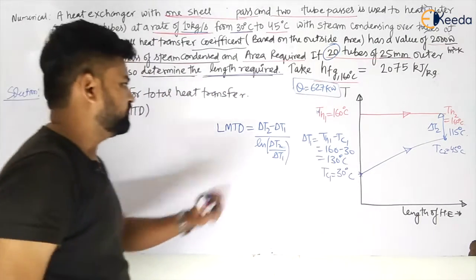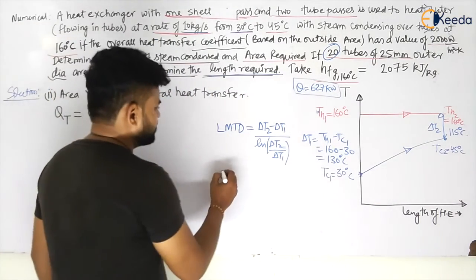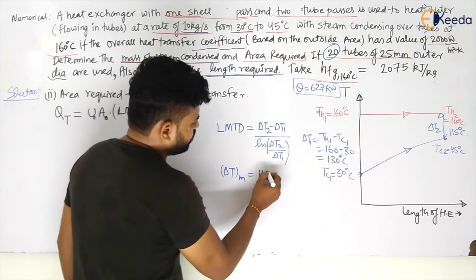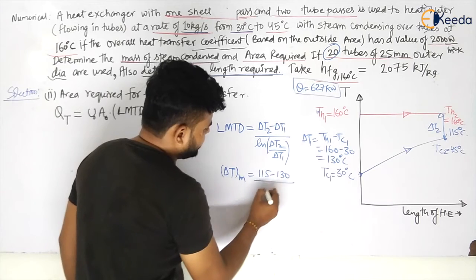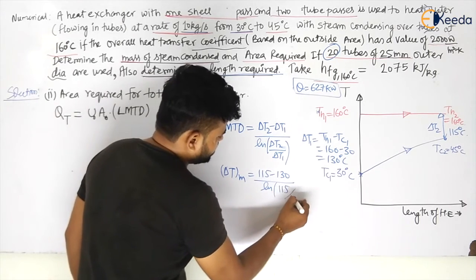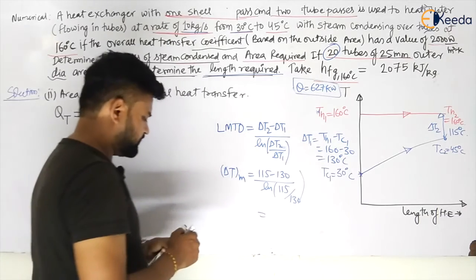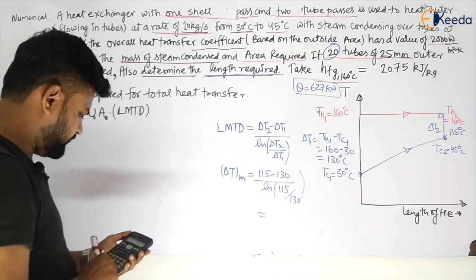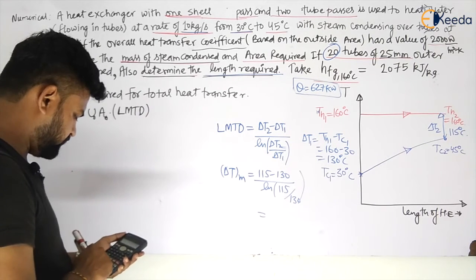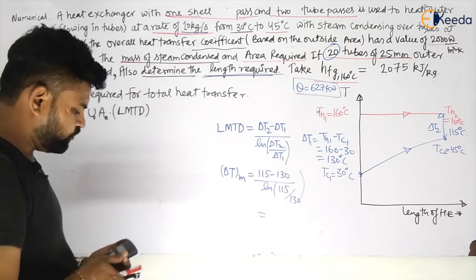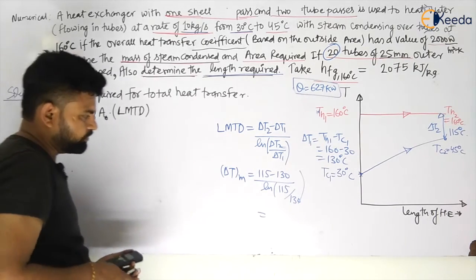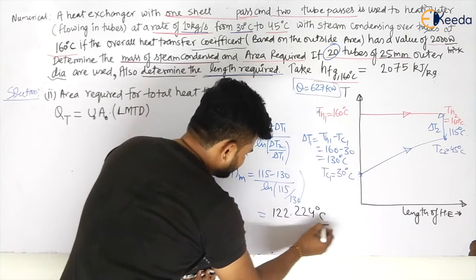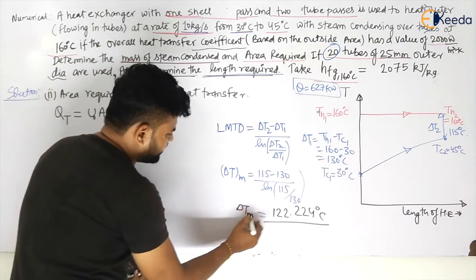So we know delta T2, delta T1. Can we calculate the LMTD now? Yes, this is simple, sir. So delta Tm will be given by 115 minus 130 divided by ln of 115 divided by 130, and the value of this will be equal to, let us see. This is 115 divided by 130, and ln of this divided by this. This is 122.224 degree Celsius. So now we know the delta Tm, that is LMTD.